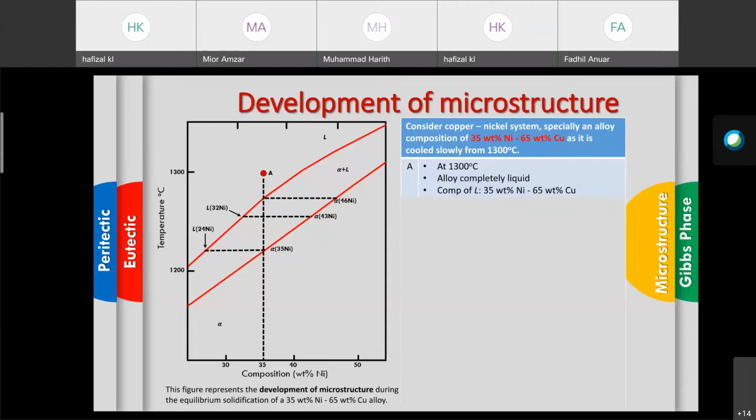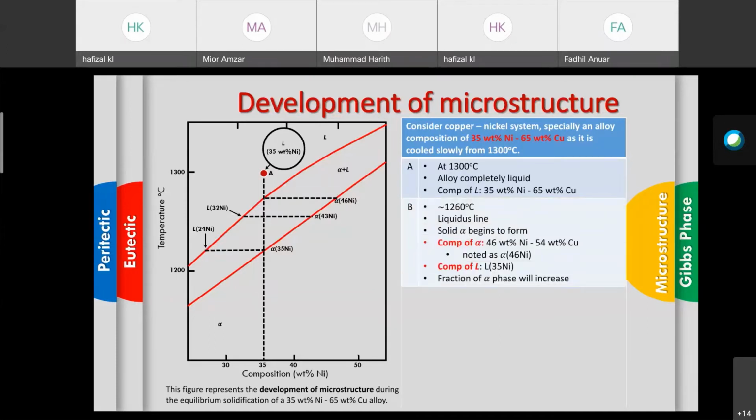And what is the composition at this point? We have liquid with 35% nickel. For the microstructure, we can draw something like this, whereby there is only liquid at 35% nickel.